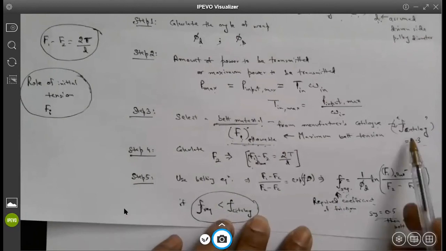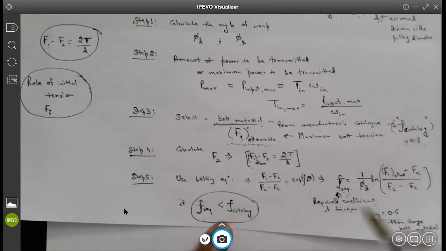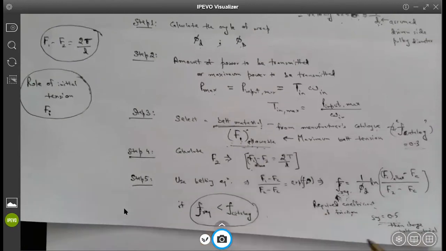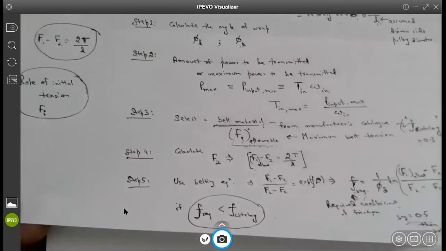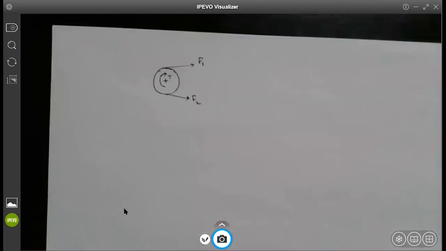If this is the case, then change the belt material. But if it is less than F catalog value, that means the belt material you have selected is safe. So you can work with that. That will help you for your torque transmission, power transmission. Any other questions from anybody else? Okay, if not, then I was just showing you the role of initial tension here.